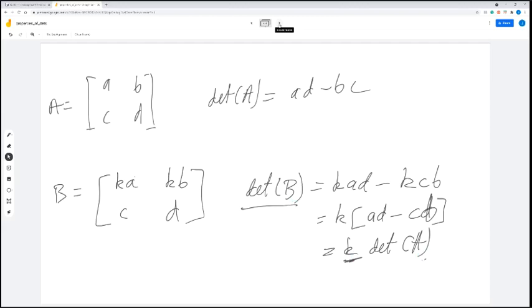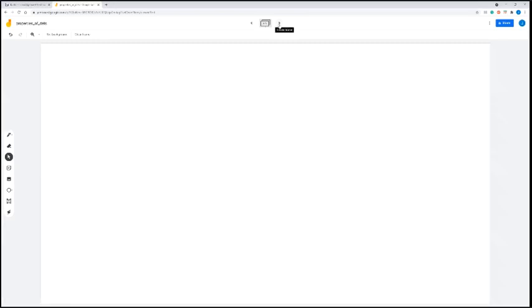So if I multiply one of the rows by any number, the determinant itself will be multiplied by the same number. And this is at least for a 2 by 2 matrix. What about a 3 by 3 matrix? So let's do it for a 3 by 3, because you can prove it by induction if you know how to go from one case to the other.